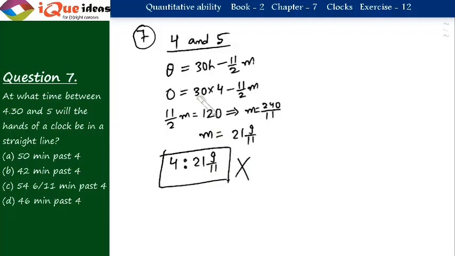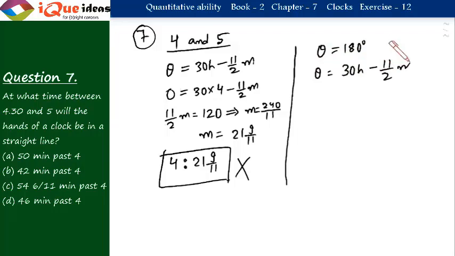Then that means we take theta equal to 180 degree for the opposite situation. Now same formula, theta equal to 30h minus 11 by 2m. So put theta equal to 180 degree and again do the calculation. So it is 30h minus 11 by 2m. And here is the catch. You cannot put theta equal to 180 degree, right?